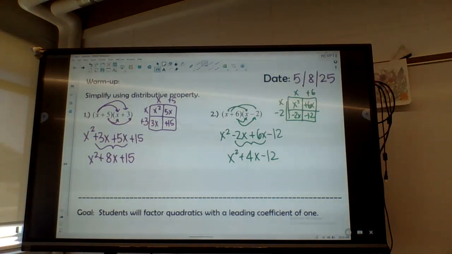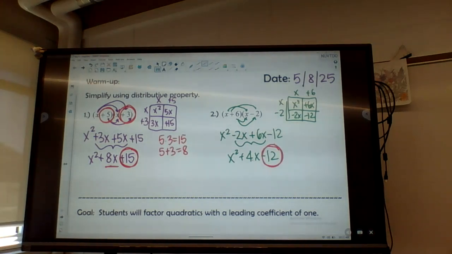I want you guys to notice a couple of things here. I end up with a 15 and an 8. Look at these numbers here and see how I could get a 15 and an 8 from them. Do you see it? With 5 and 3, how can I get 15? 5 times 3 is 15. How would I get 8? 5 plus 3 is 8. So that's not a coincidence. We're multiplying to get that last number and adding to get the middle number. Let's see if that works on this one.